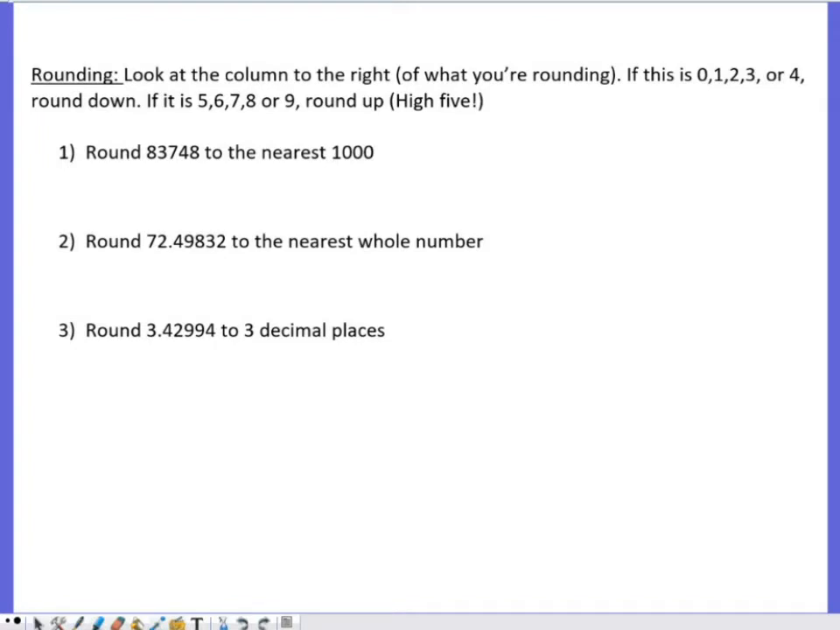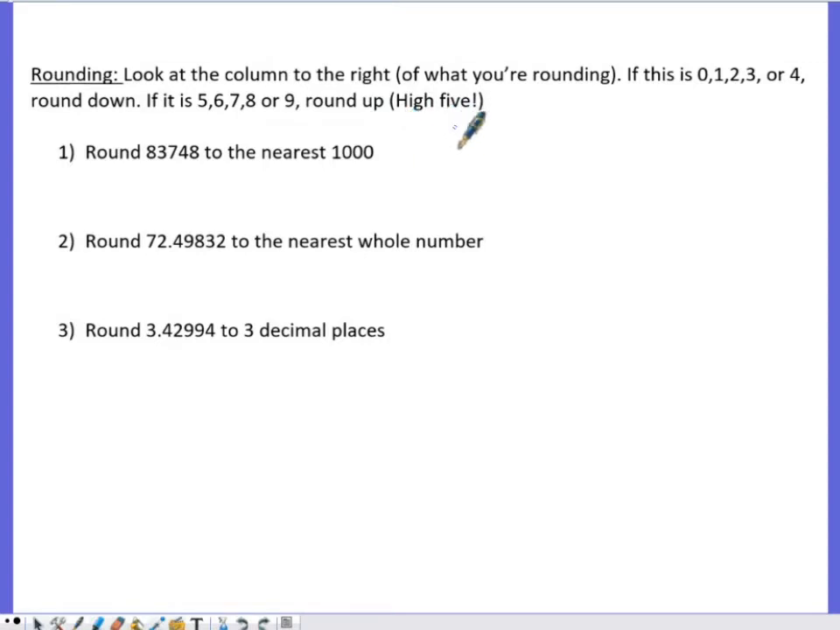When we're rounding, we always need to look at the column to the right of the place value that we're rounding for. If this is a 0, 1, 2, 3 or 4, we round down, but if it's a 5, 6, 7, 8 or 9, we round up. A cheesy way of remembering this is high 5.